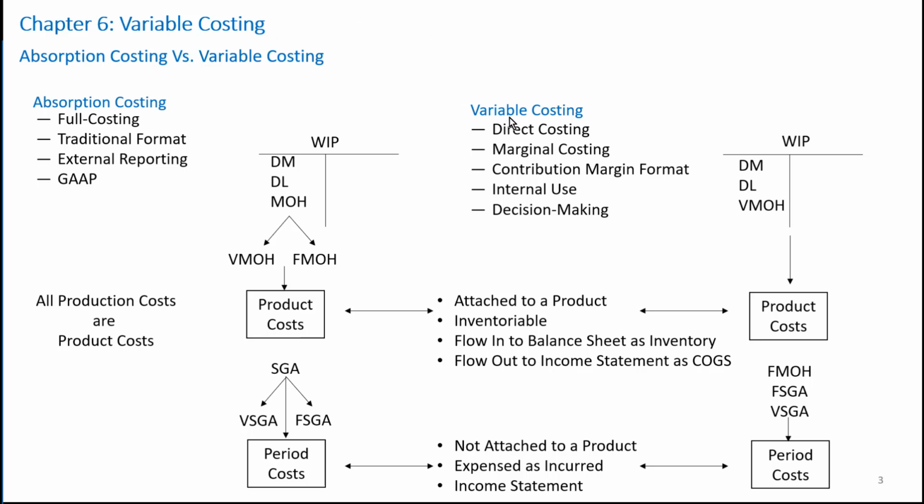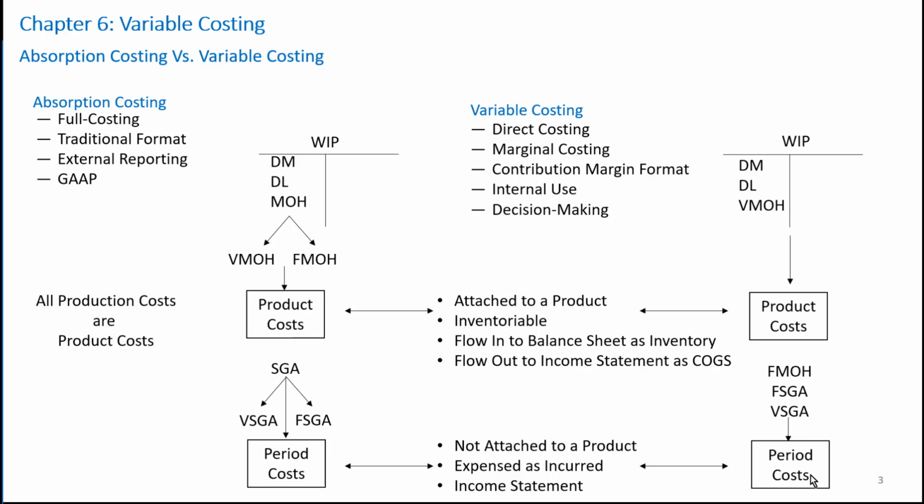Variable costing, also known as direct costing, marginal costing, contribution format income statement, is a management tool used internally for decision making. Like absorption costing, this method tracks production costs in the work in process inventory. The big difference here is that variable costing defines product costs as direct material plus direct labor plus variable manufacturing overhead. For variable costing, fixed manufacturing overhead is a period cost, not a product cost. The reason being that this cost will be incurred regardless of whether anything is produced or not.